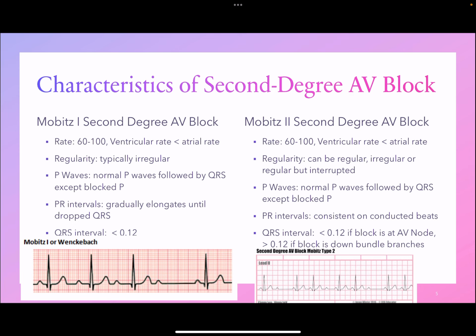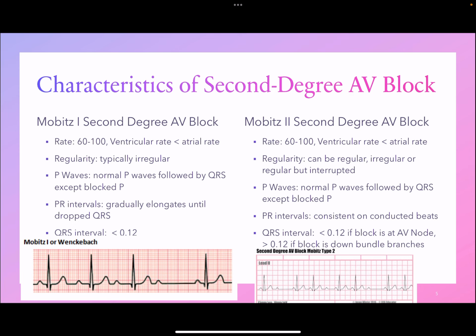And so on this bottom strip here, we can see that there is the first conducted P wave and there's a QRS. In the second one, the PR interval is a little bit longer. And then on the third beat, we see that we have a pretty long gap between where the P wave begins and where the QRS should have started. And then the heart sends out another beat, and then that QRS is made.